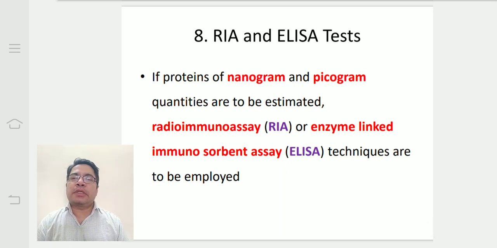The next procedure is radioimmunoassay and ELISA tests. If proteins of nanogram or picogram quantities are to be estimated, radioimmunoassay, that is RIA, or enzyme linked immunosorbent assay, that is ELISA techniques, are to be employed.